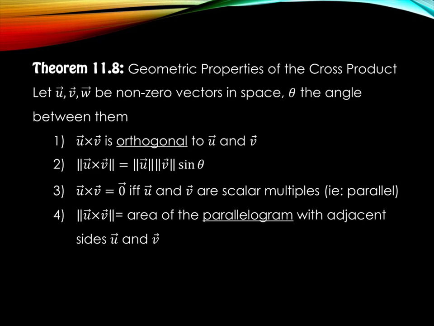U cross V is equal to 0 if and only if U and V are scalar multiples, or they're parallel. So that should play into why, when we do a U cross U, we get 0, because we're parallel to ourselves. We're a scalar multiple of ourselves. So of course we're going to get 0. And the fourth thing is that the magnitude of U cross V is the area of the parallelogram that has adjacent sides U and V.